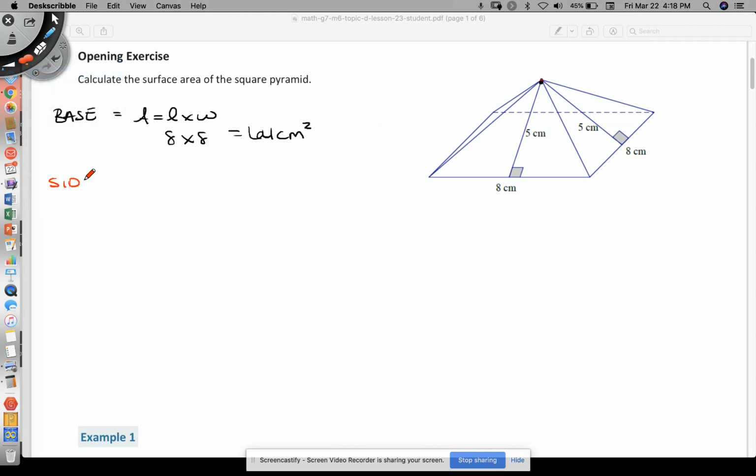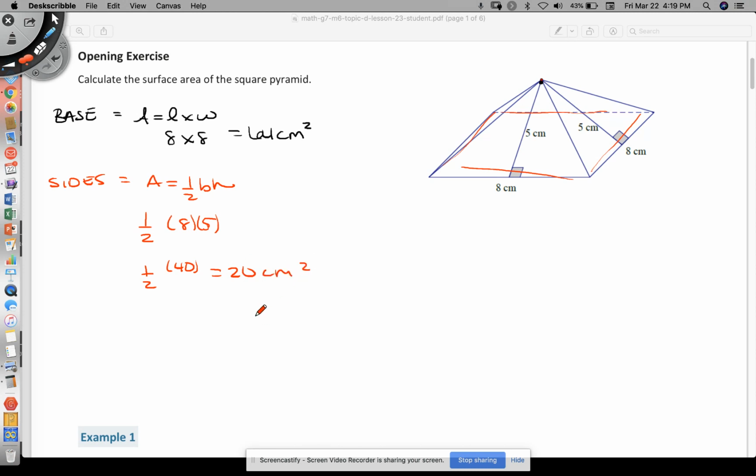So let's find the sides. If you can see, I have 4 sides because there's a square, so therefore, I have 4 triangles. First, let's find the triangle area. That's area equals half base times height. So I'm going to say half of 8 times 5, which is half of 40, and that gives you 20 centimeters squared.